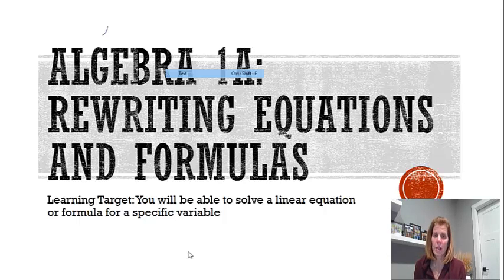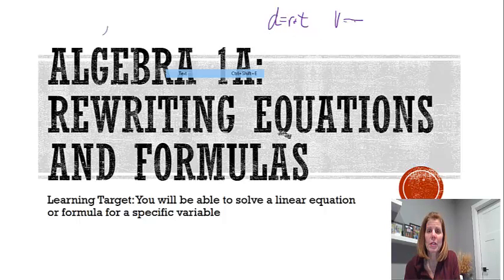There might be some time in your life that you will need to rewrite an equation or a formula. For instance, let's say I had the formula distance equals rate times time. Sometimes I might know the distance and I know the time, but I want to know how fast I would have to go to cover a certain amount of distance.